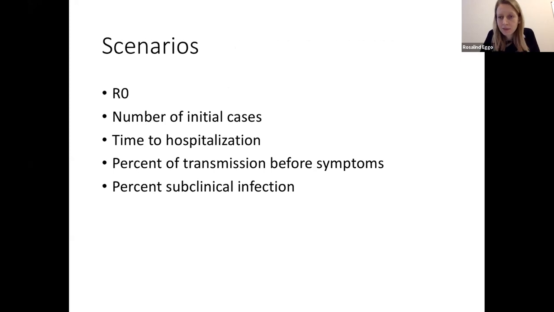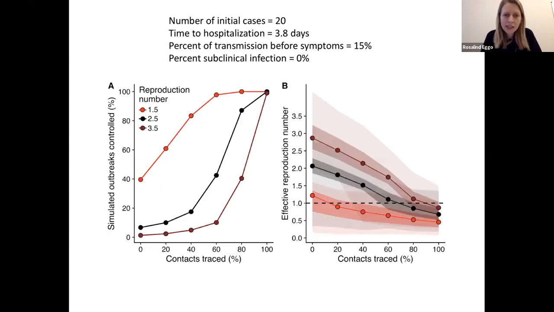This is the average number of cases that each infected person generates. We're going to vary the number of initial cases that the contact tracing has to deal with. We're going to allow the time to hospitalization to vary and the percent of transmission before symptoms. And this is one I didn't mention: the percent of subclinical infection. So what proportion of the cases never show enough symptoms that they would try to report? Sometimes people call this asymptomatic, but we are being more careful and saying subclinical. They're never reported. Okay, so the baseline scenario is shown here.